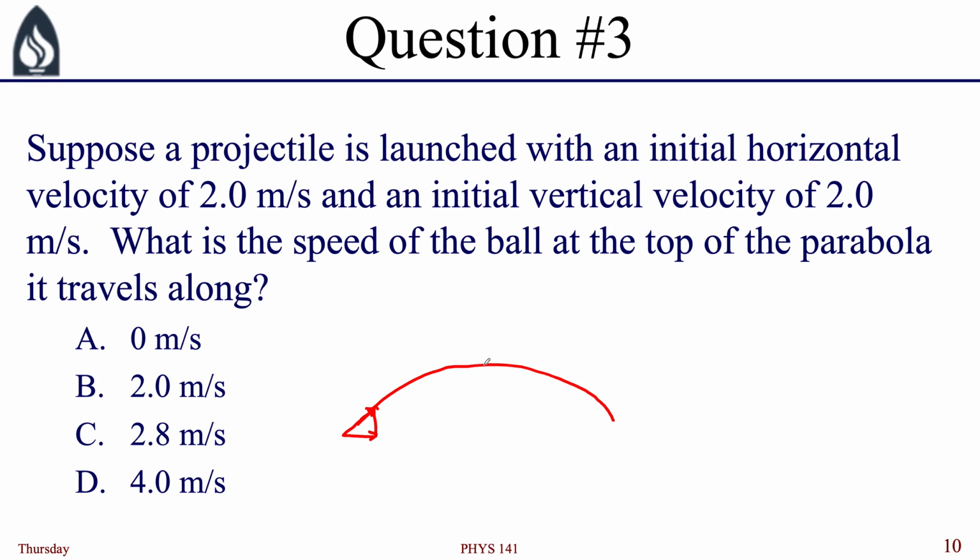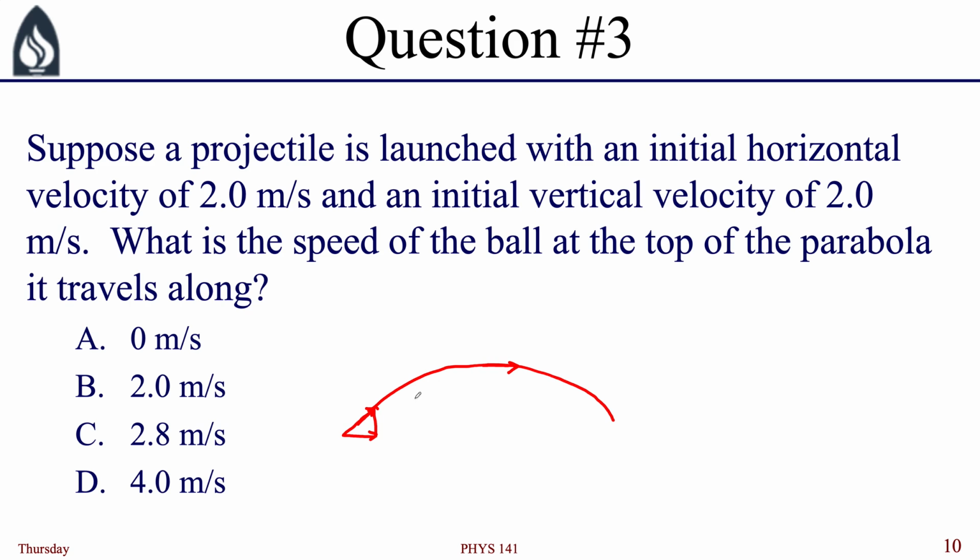Well, we can most easily think about this question if we break the motion up into components. We know that the horizontal velocity never changes. If it's 2 meters per second here, then it's 2 meters per second here, here, and at the top as well. So the horizontal component of the motion is also 2 meters per second at the top of the parabola and continues on this side as well.